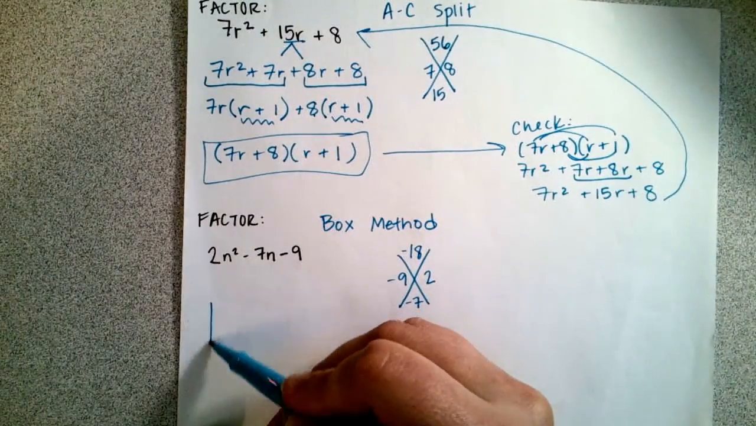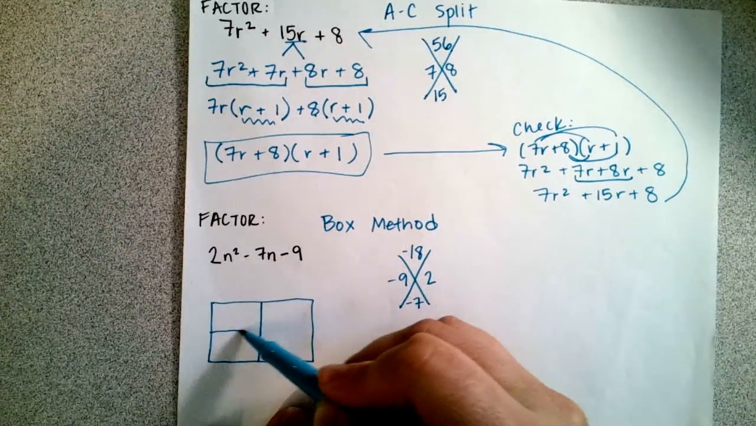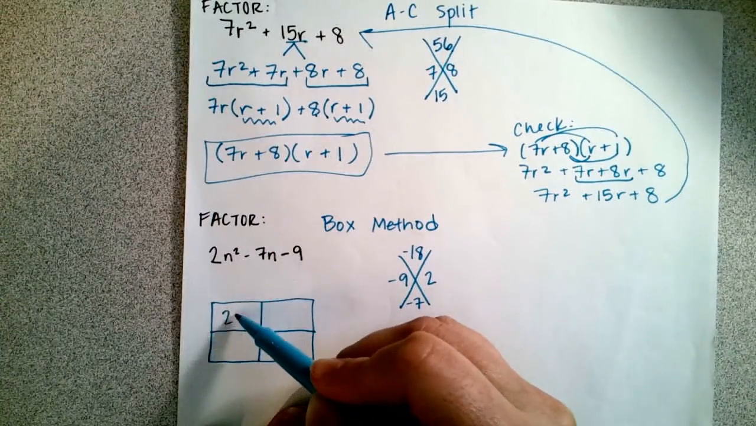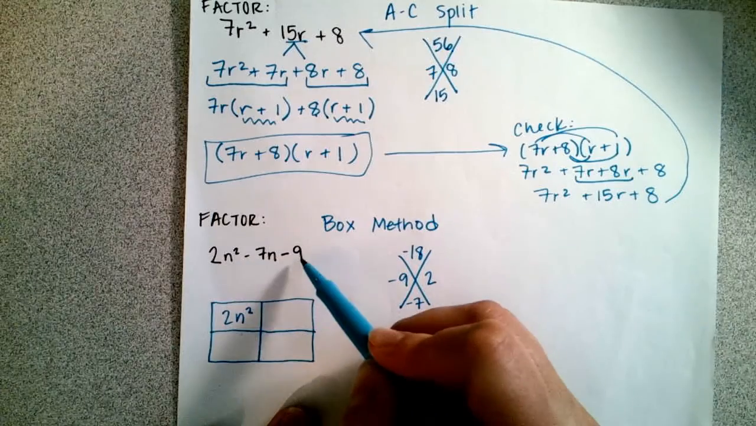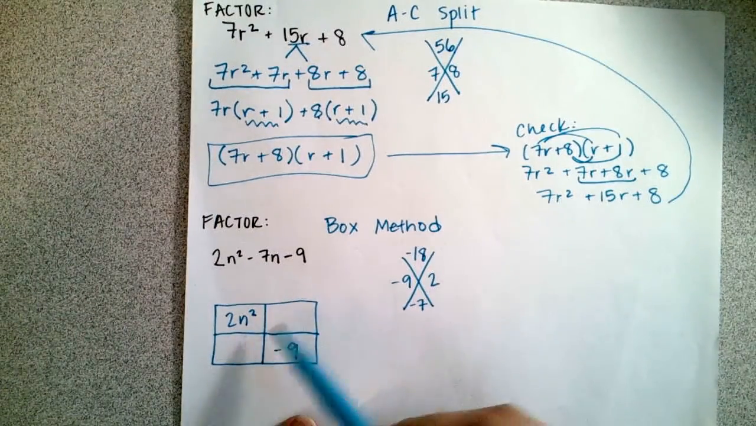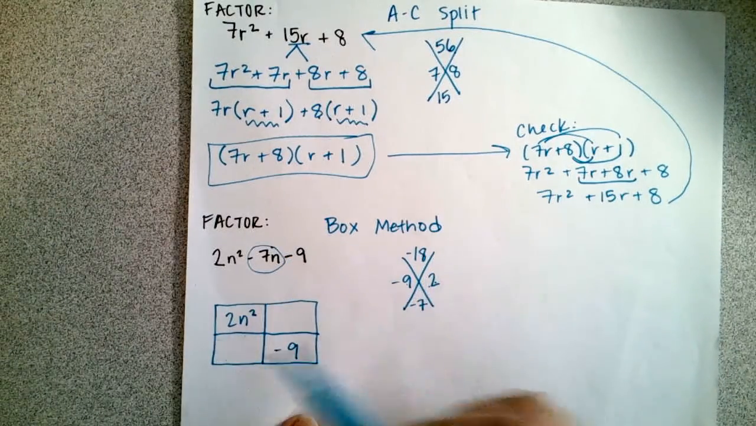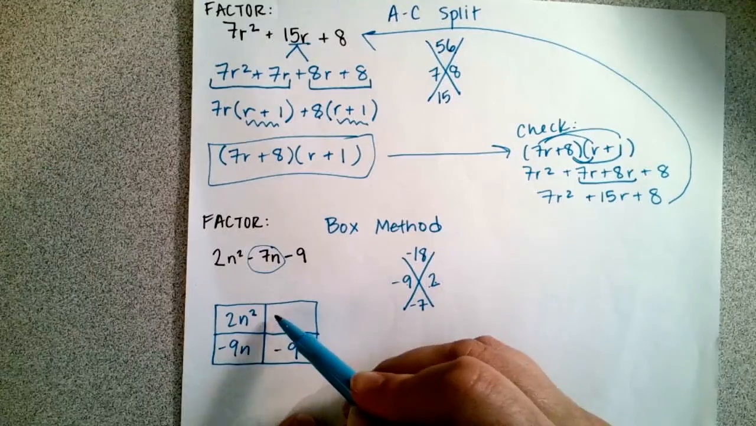So from here, you create your box. In the top left, you put 2n squared. And in the bottom right, you put your C term, so negative 9. And in the other two boxes, instead of writing negative 7n, you use your X puzzle to write it as negative 9n and 2n.